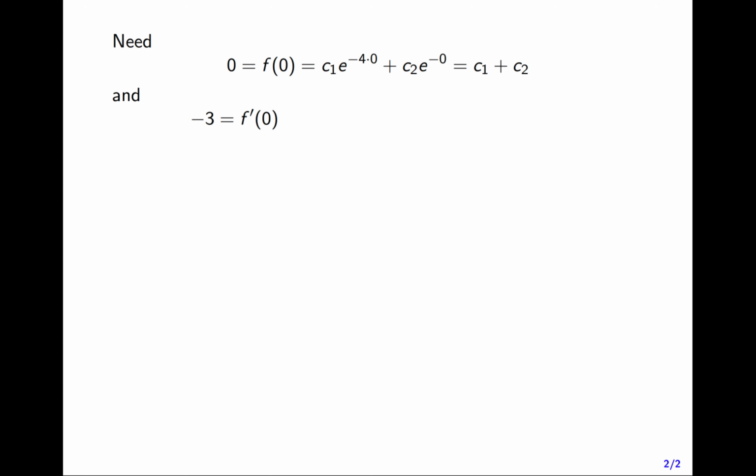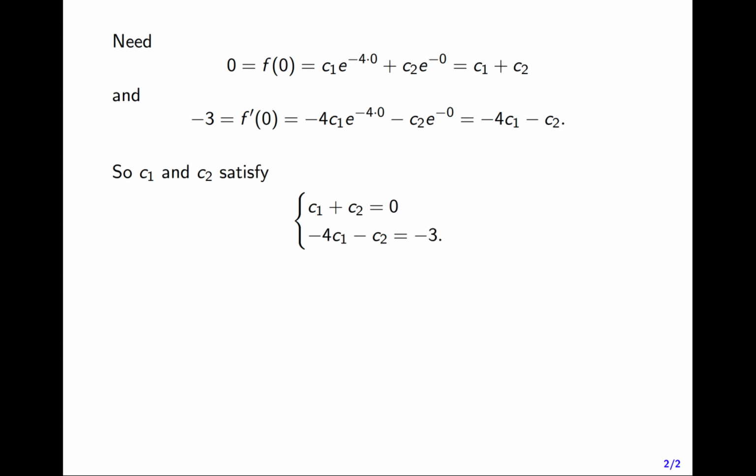And now I'm going to need minus 3 equals f prime of 0. And that, because I calculated f prime on the previous slide, is going to be minus 4 times c1 times e to the minus 4 times 0 minus c2 times e to the minus 0. So that becomes minus 4c1 minus c2. So I have two unknowns, c1 and c2. I have two equations. I feel pretty good about this. Let's put them together. c1 and c2 are going to satisfy c1 plus c2 equals 0, and minus 4c1 minus c2 equals minus 3. This is a linear system of equations for c1 and c2.